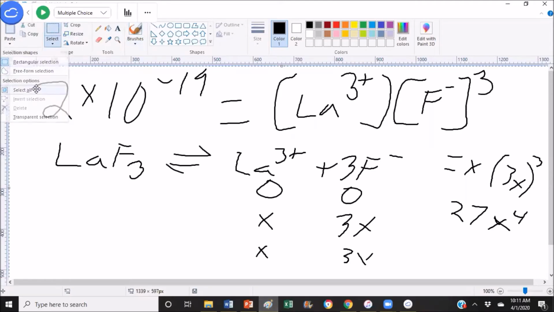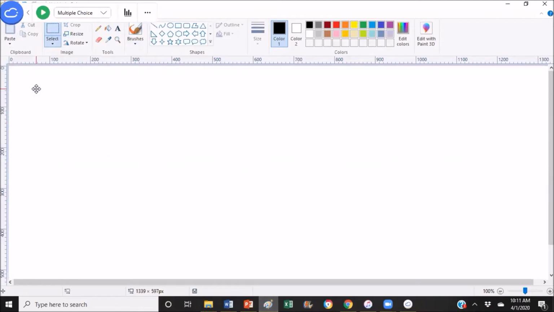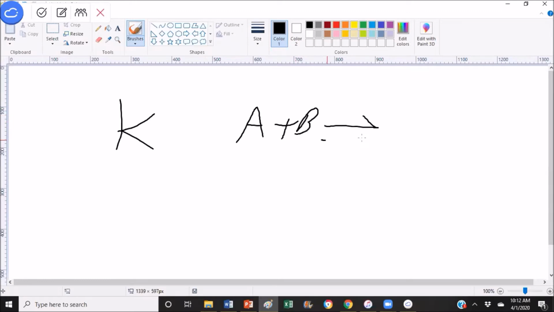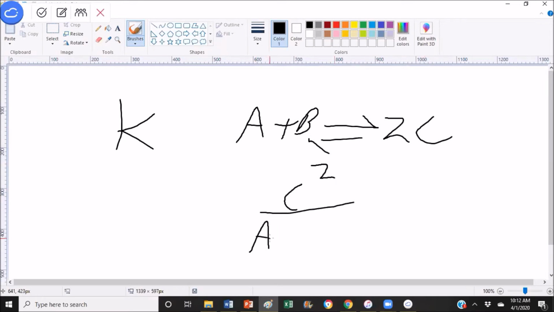So remember, every K expression is going to be, if I have A plus B goes to 2C, the K expression would have been C squared over A times B. Well, in the case that A and B are solid, then those guys cancel out and we just have C squared.